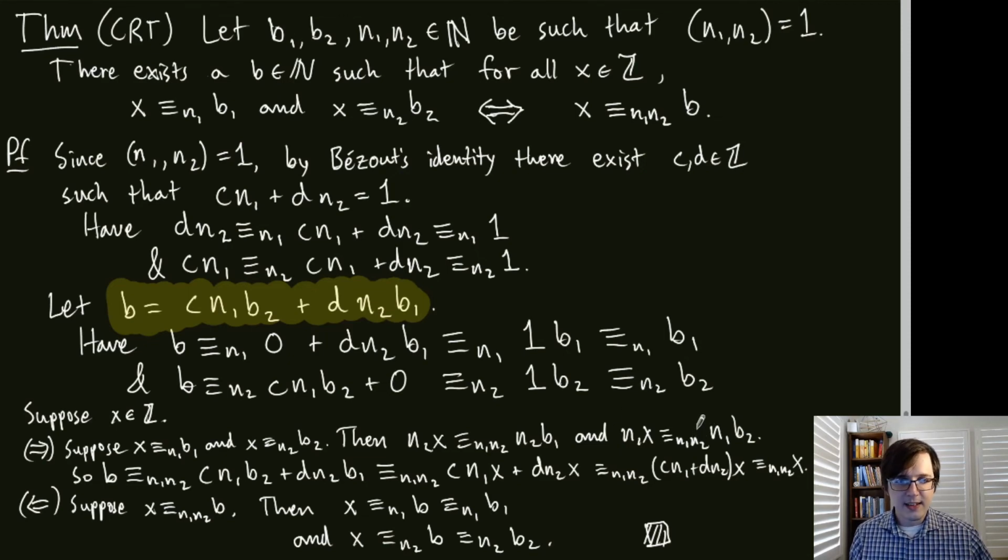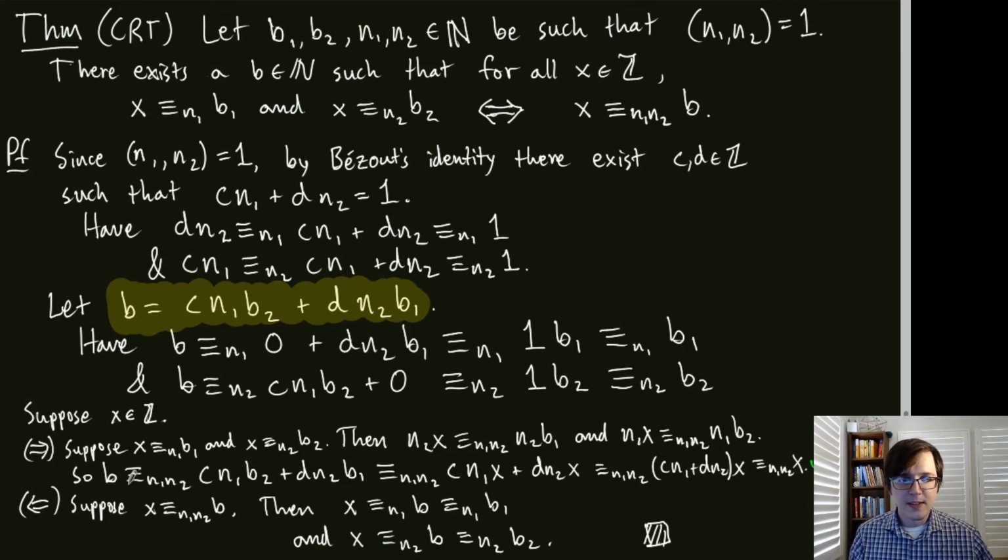With that done, let's look at b. So b is equal to its definition. And then n2b1, the second thing that appears here, is the same as n2x, and n1b2 is congruent to n1x, so we can replace n1b2 with n1x. Then we can factor the x out, and the coefficient is equal to 1. So b is congruent to x modulo n1n2. So the conclusion does hold. Great.